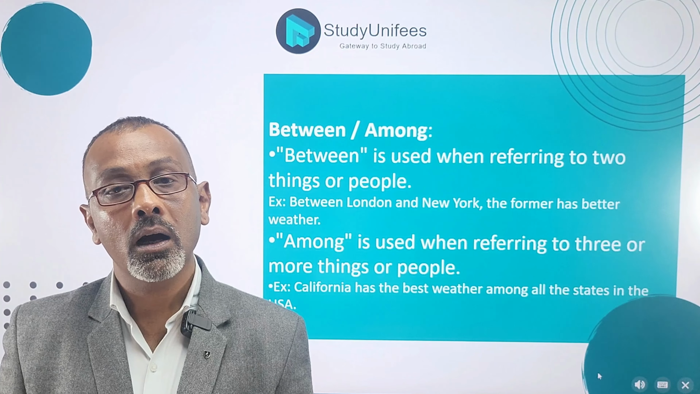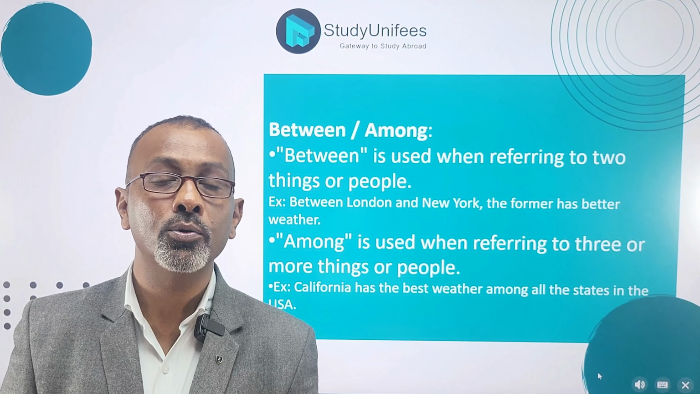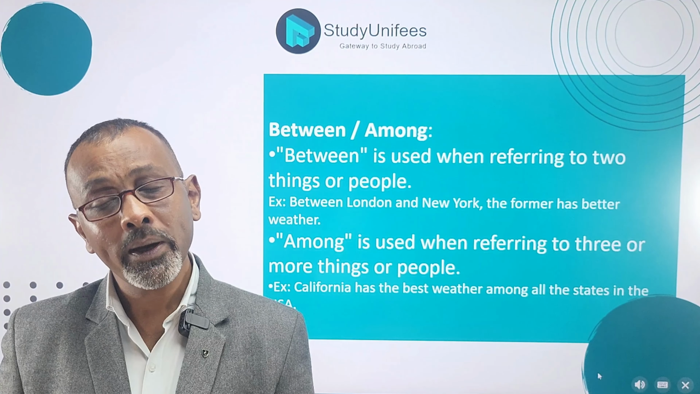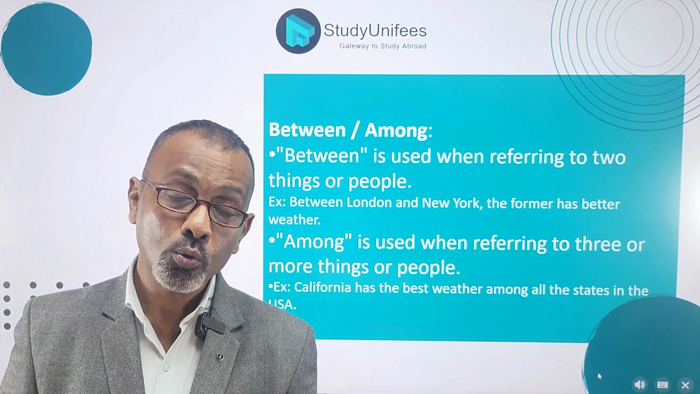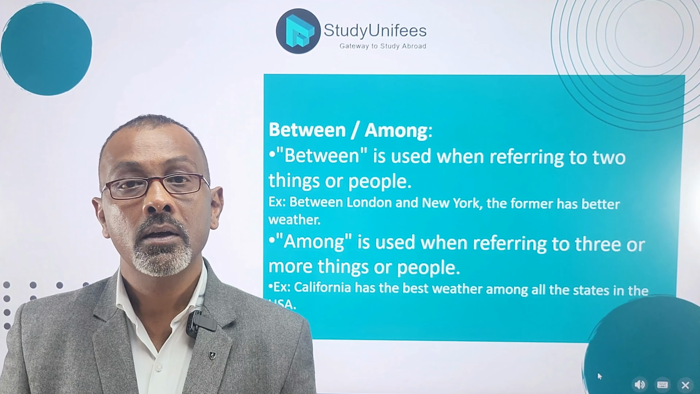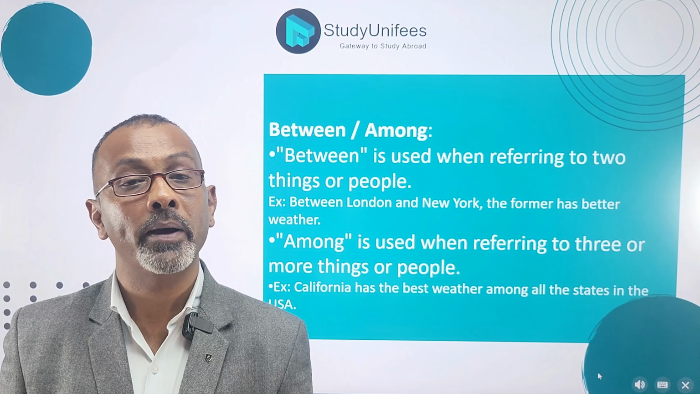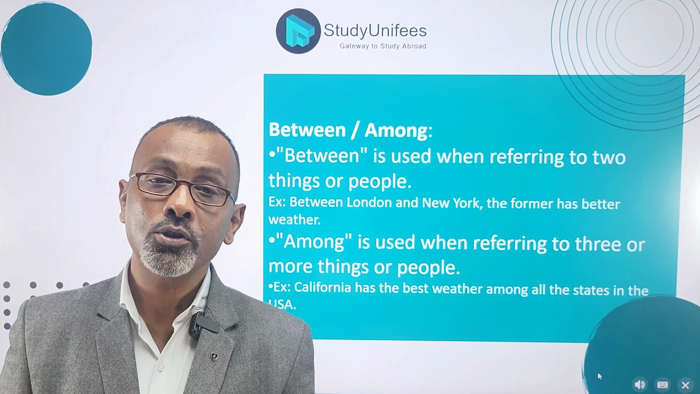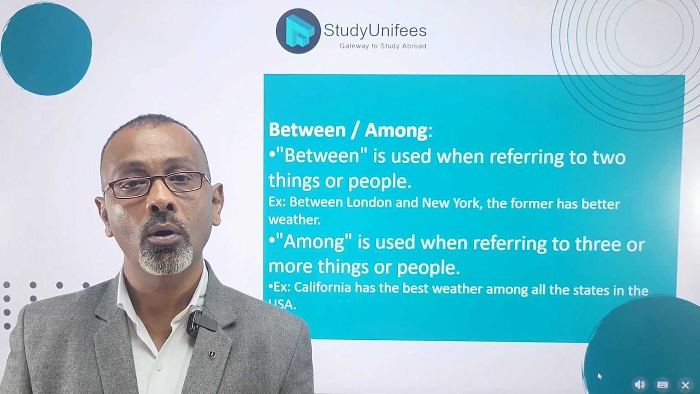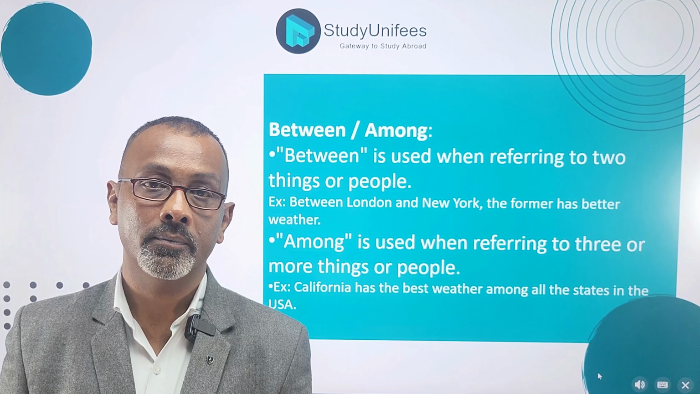Between and among are two prepositions that are often used incorrectly. Between can be used when only two things are being compared. See the example. Between London and New York, the former has better weather. Only two cities have been compared. Therefore, between has been used correctly.